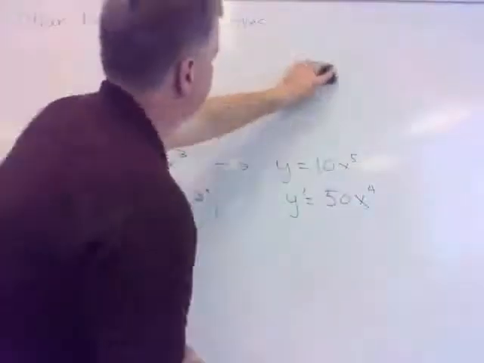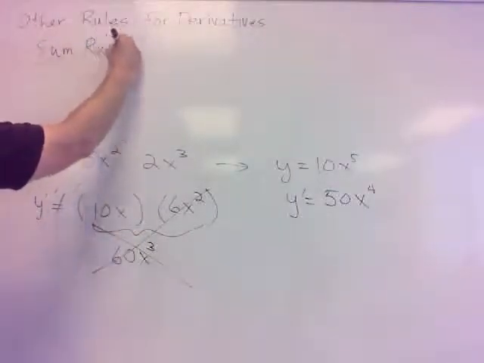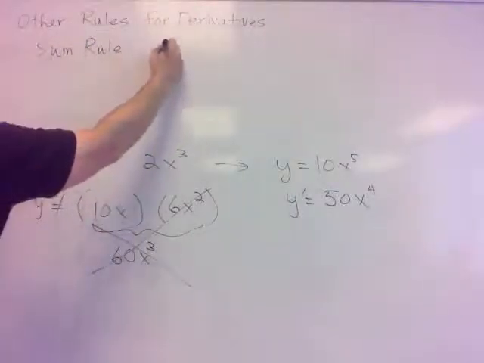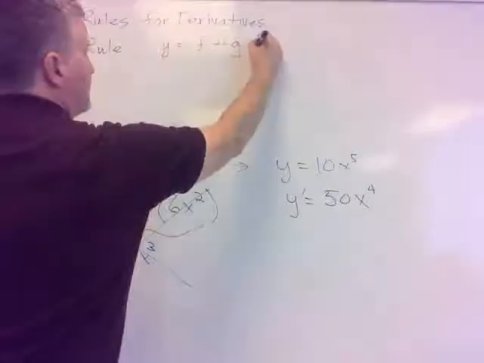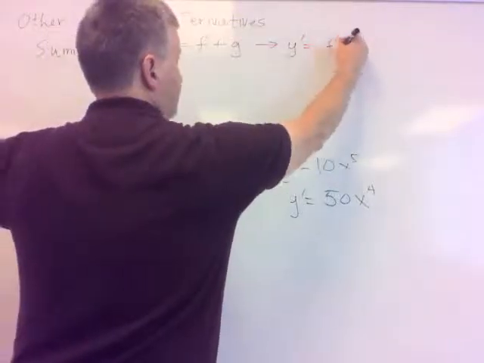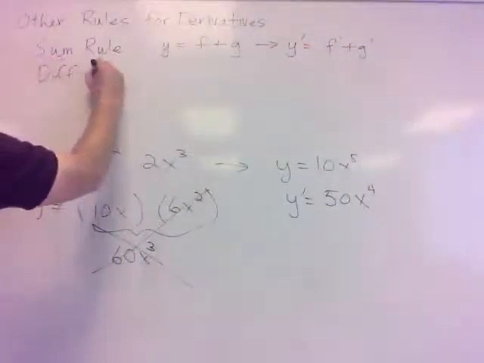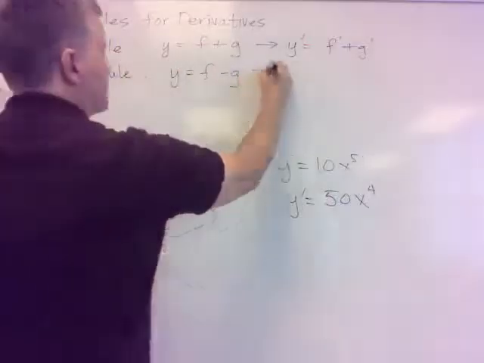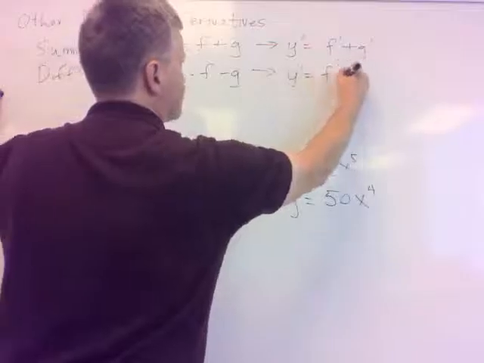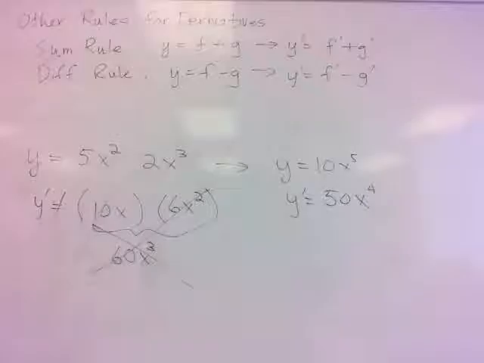The sum rule, we can kind of write it like this. The book does kind of an alternate way. But the sum rule says, if you got y equals f plus g, then the derivative is just f prime plus g prime. Just do the derivatives separately. The difference rule says, if you got the difference of two things, the derivative is just the difference of the derivatives. Like I said, the book does it differently, but you see what we're doing?